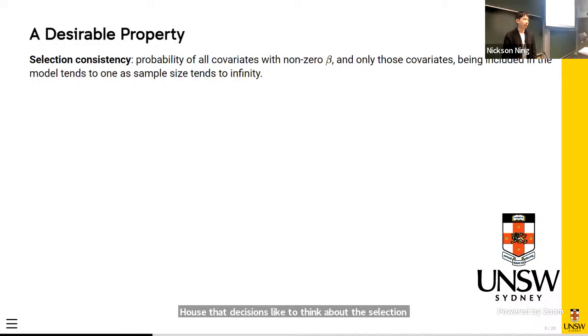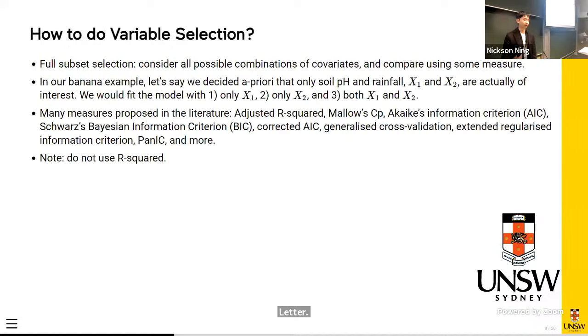Something we want our variable selection method to have is this thing called selection consistency, which is basically saying if you have enough data, then you want to choose the important covariates, and only the important covariates, with a probability basically equal to 1. All the previous methods I've talked about do not have selection consistency. But it is possible, and I'll talk about that later. Or rather, right now.